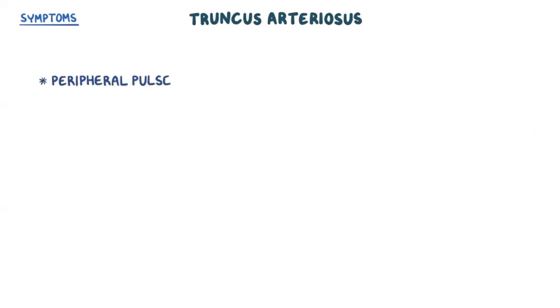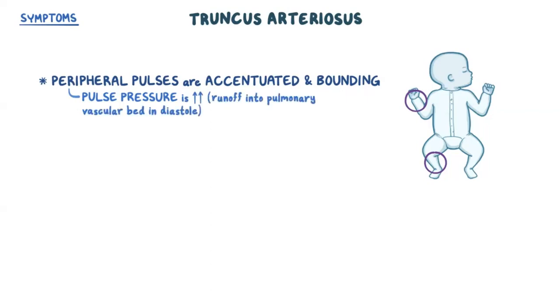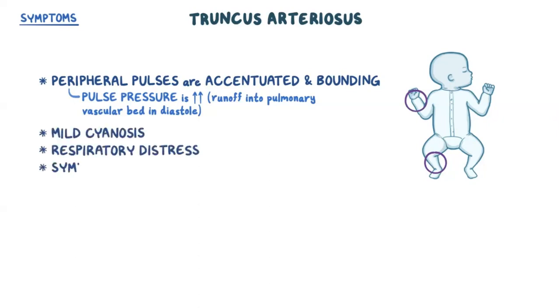Moreover, peripheral pulses are accentuated and often bounding, and the pulse pressure usually is increased because of runoff into the pulmonary vascular bed during diastole. Over time, infants usually show mild cyanosis, respiratory distress, and symptoms and signs of heart failure in the first few weeks of life.